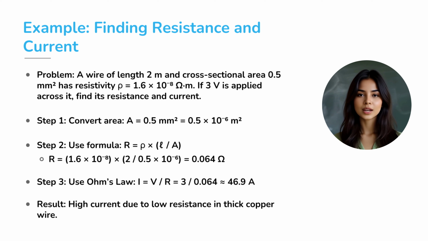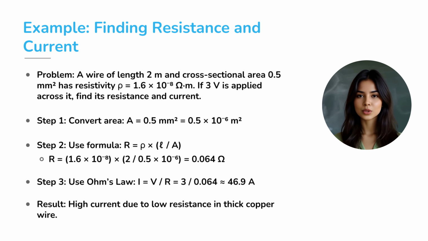A copper wire has a length of 2 meters and a cross-sectional area of 0.5 millimeters squared. Its resistivity is 1.6 times 10 to the power minus 8 ohm meter. A voltage of 3 volts is applied across the wire. We'll calculate its resistance and the current flowing through it. Step 1. Convert the area to square meters. 0.5 millimeters squared is equal to 0.5 times 10 to the power minus 6.